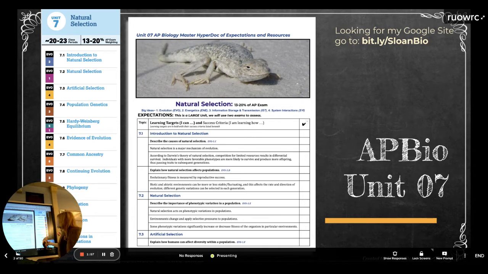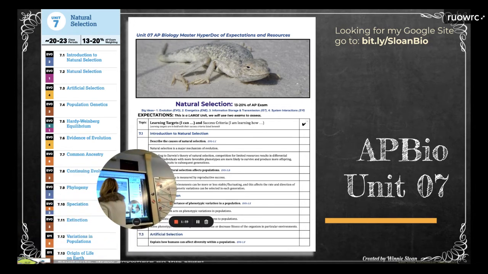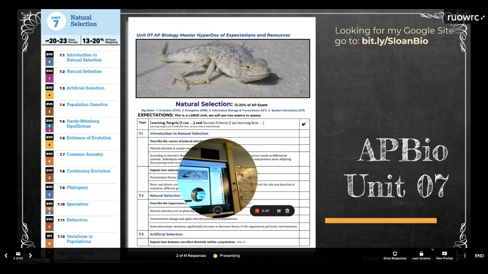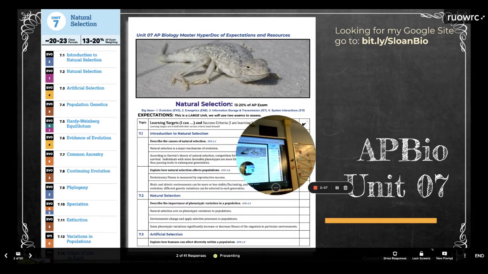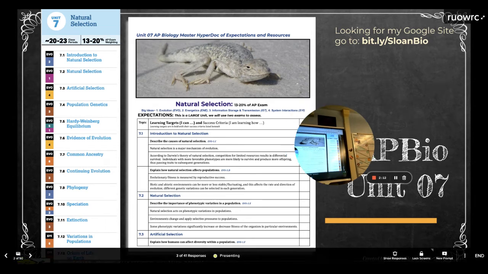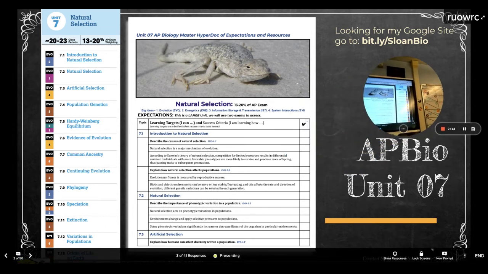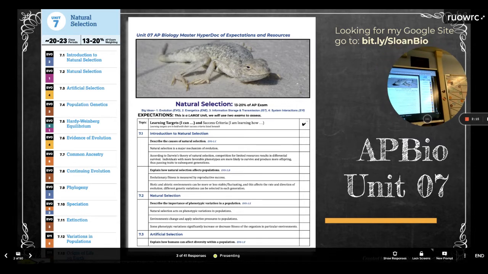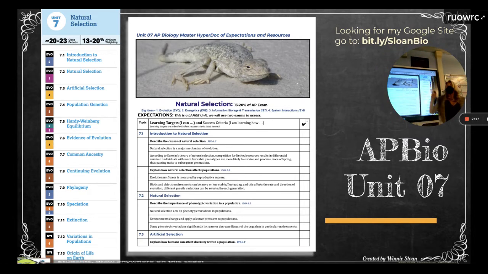So first thing I want to do is remind you to go and look through all the unit expectations for this entire unit. Go to the master hyperdoc and see that you can do all of those different things. Read through it. Look at these big ticket items right here. You could draw on this. Let's just talk through the items we see here, right?